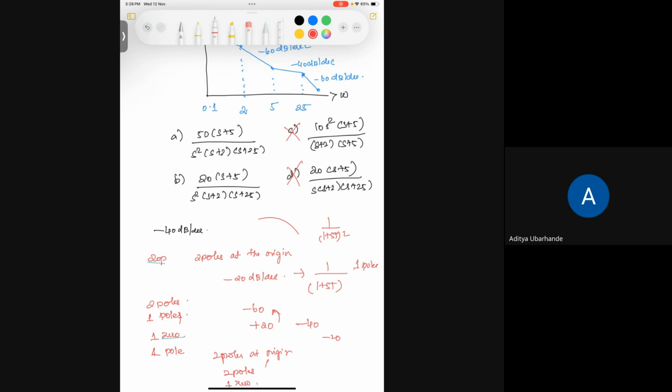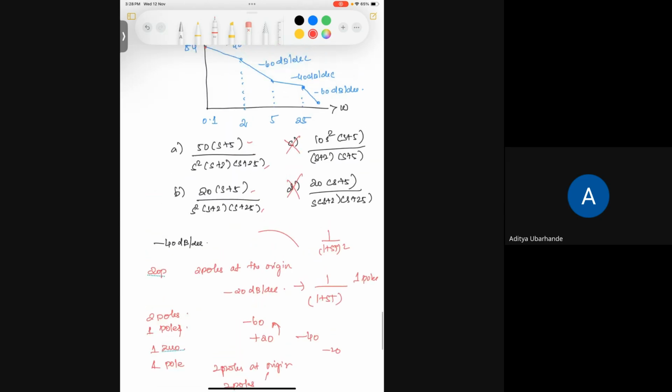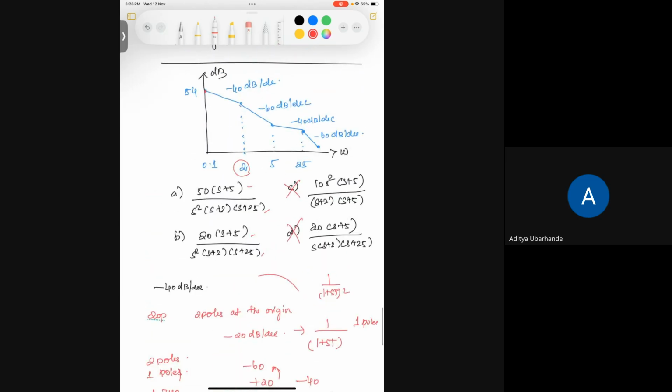So which option would be most suitable out of this? Both are suitable based on this logic. Everything has one zero, two poles, and two poles at origin. This also has one zero, two poles, two poles at origin. So now come to the filter point where we use the cutoff frequencies as the define.